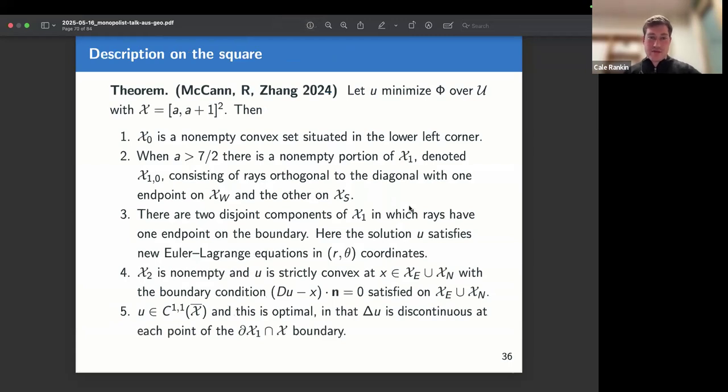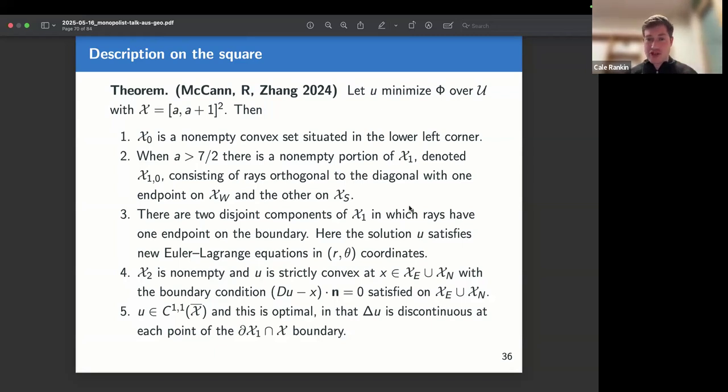So this is our second theorem. Take your minimizer U, then we can say the following things about it. First of all, X naught is always a non-empty convex set situated in the lower left corner. Second, when A is sufficiently large, we've got a very crude estimate of 7 on 2, so I think 3.5-ish, but really it should be a half-ish.